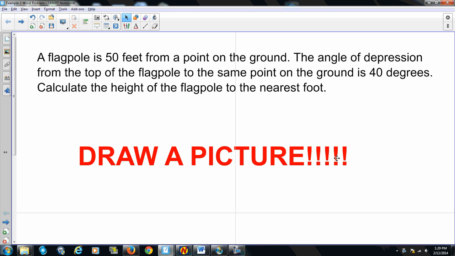For this problem, we are going to see an example of an angle of depression. And again, our key is going to be the picture. So let's go ahead and start with our word problem.